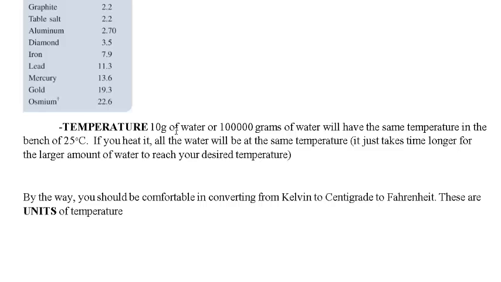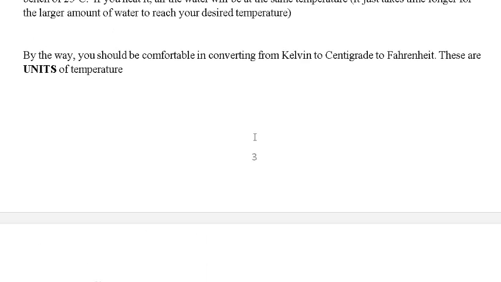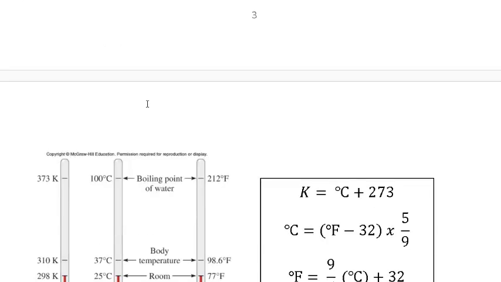10 grams of water will be at 25 degrees. 10,000 grams or 100,000 grams of water, 1 mL of water, 100 mL of water, given enough time, will get to 25 degrees. So temperature is an intensive property. A little bit of a segue: there are different units of temperature: Kelvin, centigrade, and Fahrenheit.